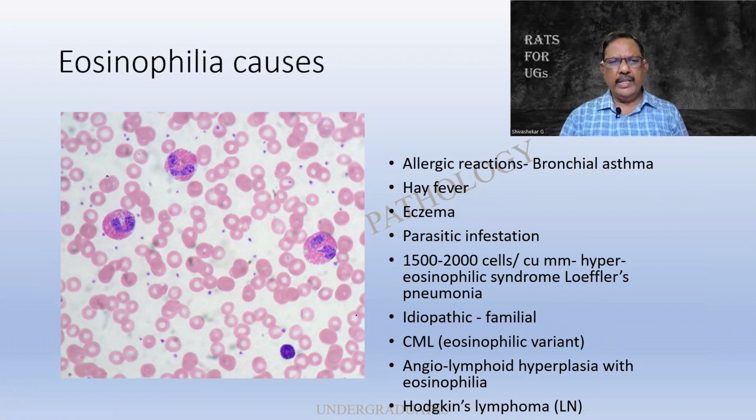Even otherwise, eosinophils are seen, but there is one variant called chronic eosinophilic leukemia, where eosinophils will be markedly increased. In the tissue, we can find angiolymphoid hyperplasia with eosinophilia, Hodgkin's lymphoma, etc., or eosinophilic leukocytosis, histiocytosis X. These are all conditions which you should remember, at least a few, so that you are able to answer in the exam. And for the spotters, do not write the causes and all. You must write the points in favor of the diagnosis.